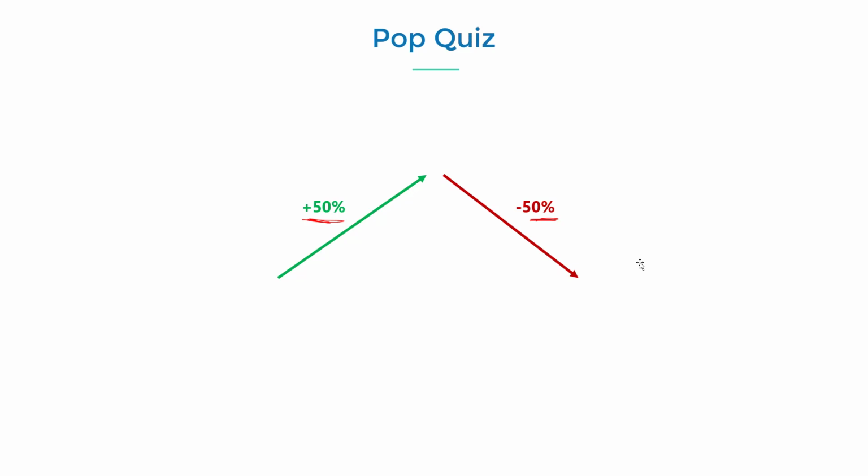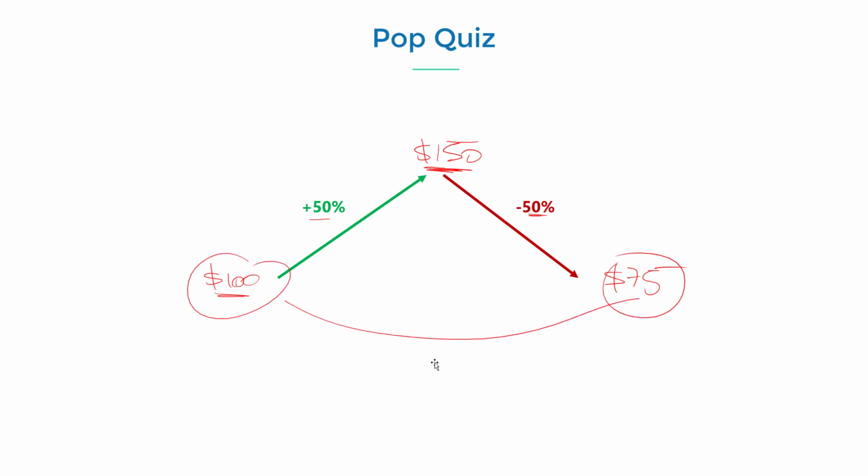Yes, no? No. Definitely not. All right, so let's just quickly do an example here. So we start off with $100. Then our portfolio, which consists of $100, increases by 50%. So now it is at $150. And now our portfolio that is at $150 decreases by 50%. We are now at 75. From here to here, you are at a 25% net loss.